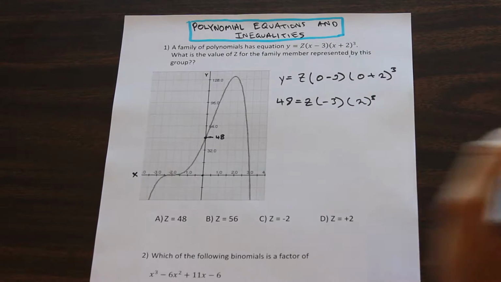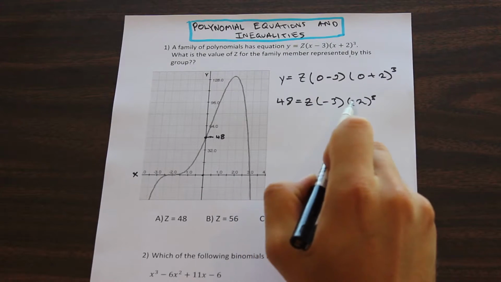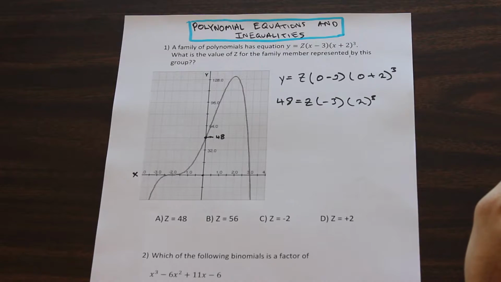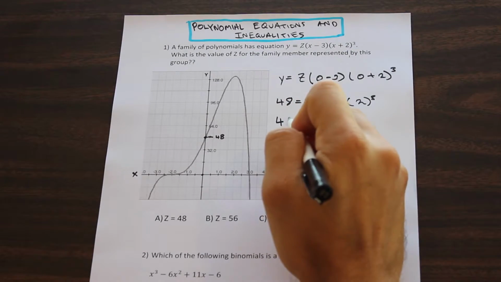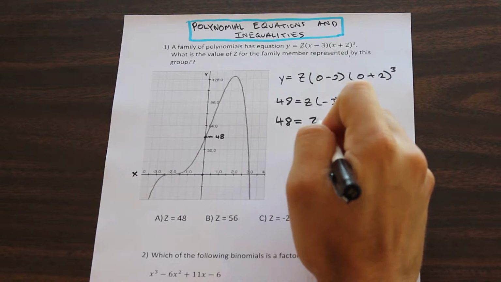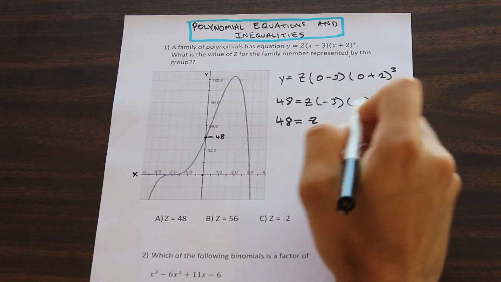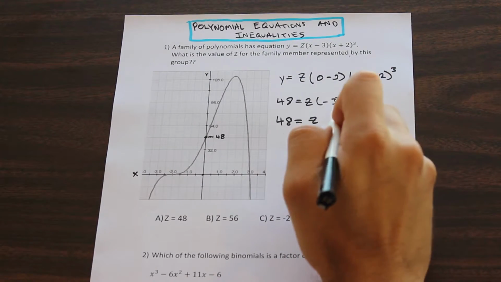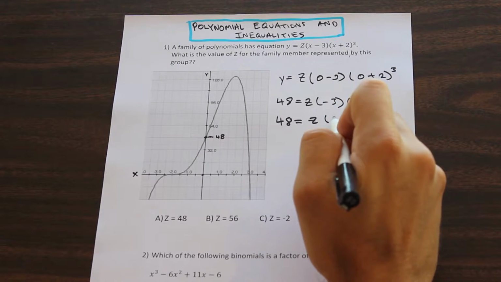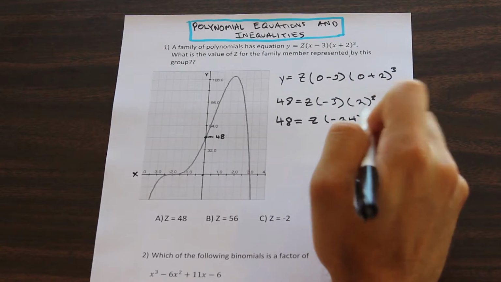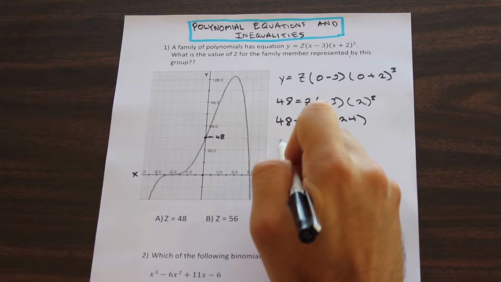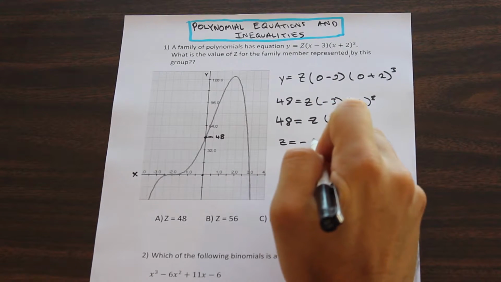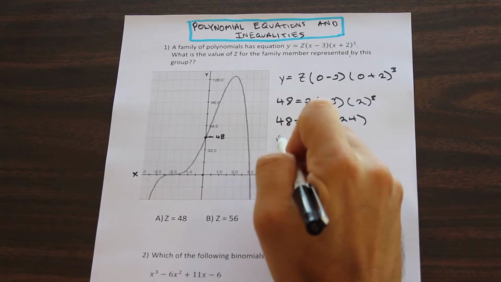Perfect. So we have 48 equals z times negative 3 times 2 cubed. We can expand that and solve for z. I think we all know how to do that at this point. 2 cubed is 8, times negative 3 is negative 24. If we divide both sides by negative 24, we get that z is equal to negative 2.